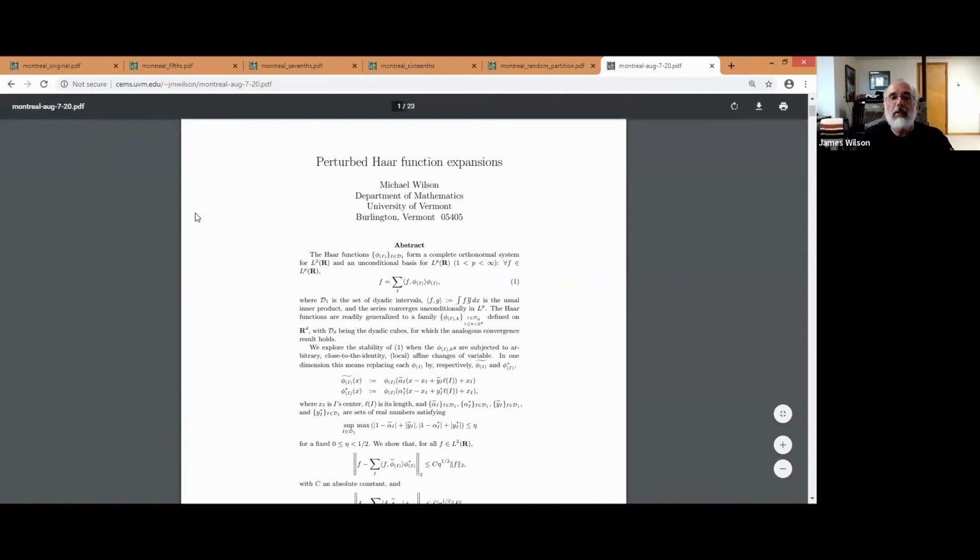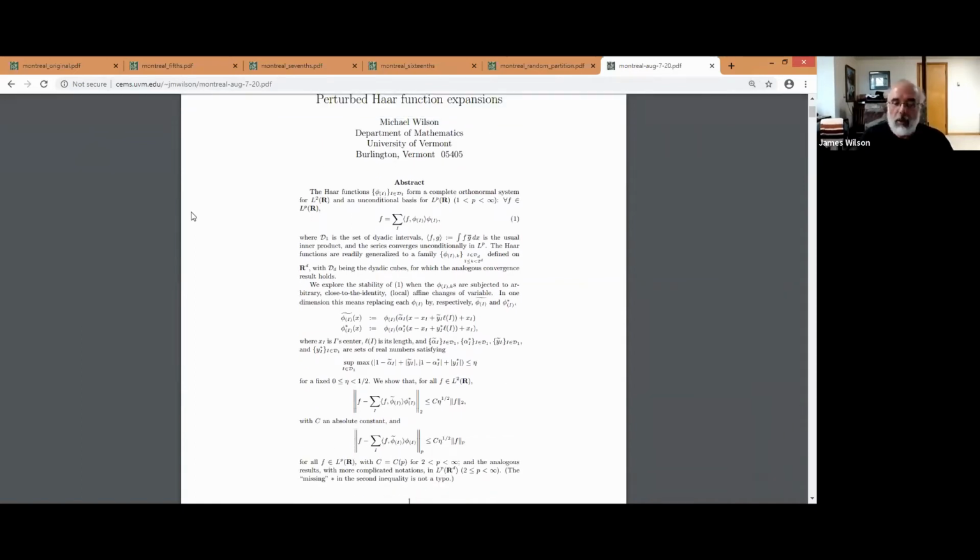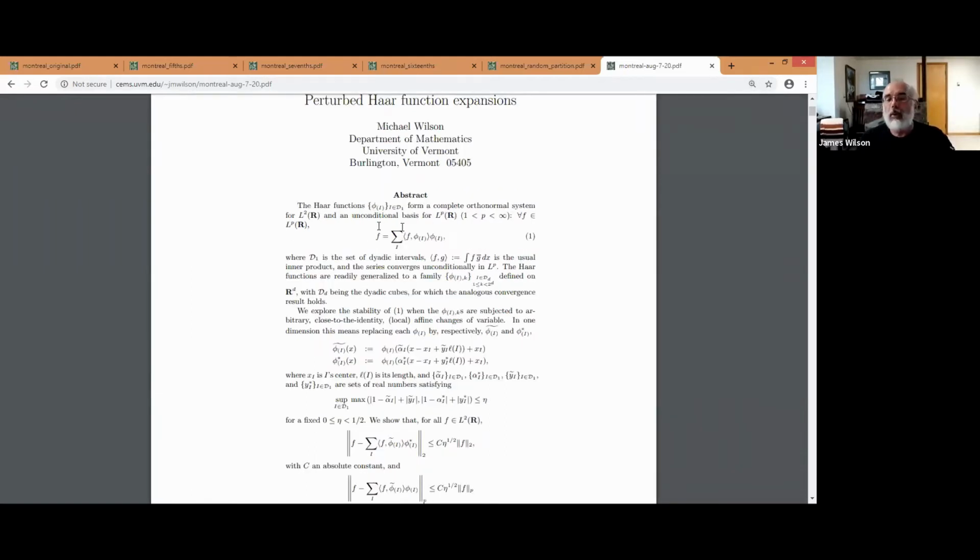Perturbed Haar function expansions. Just to repeat the abstract: we're all familiar with the Haar functions, which I'll define a little bit later. They're an orthonormal system for L2, and they're an unconditional basis for LP.